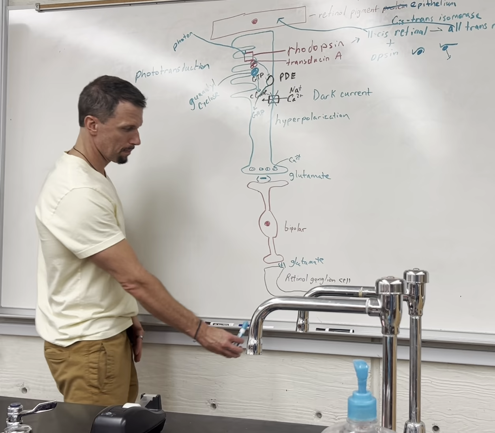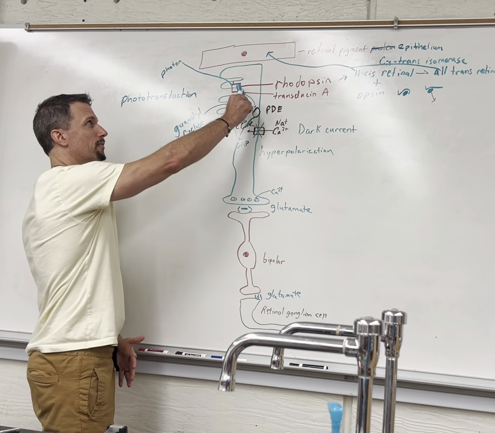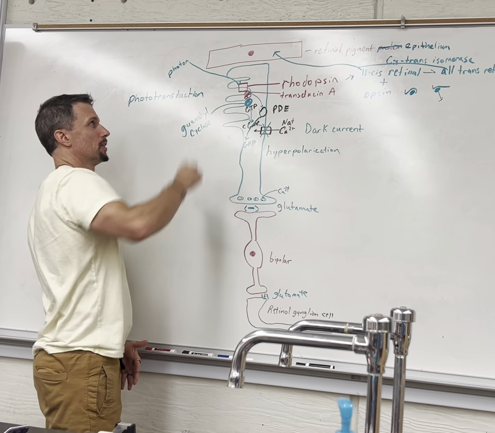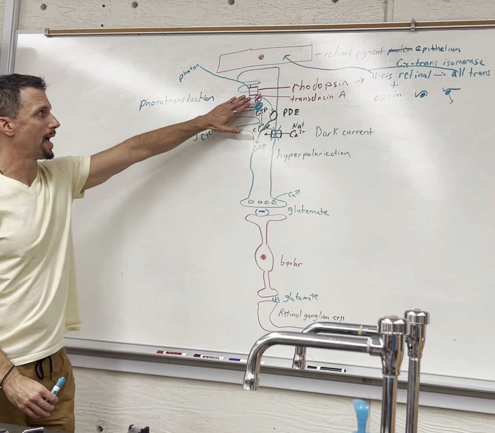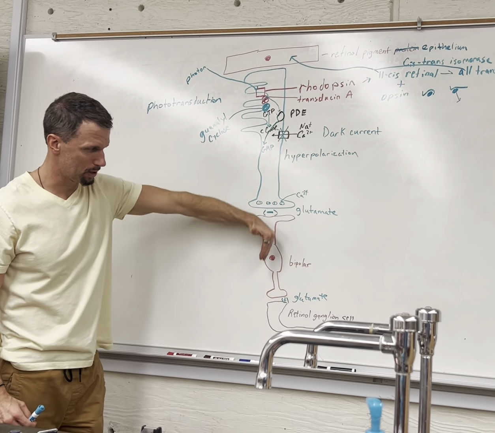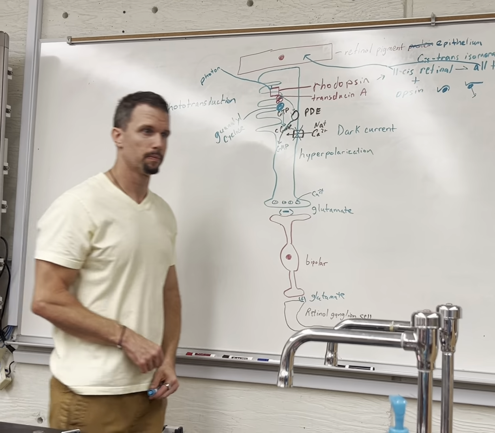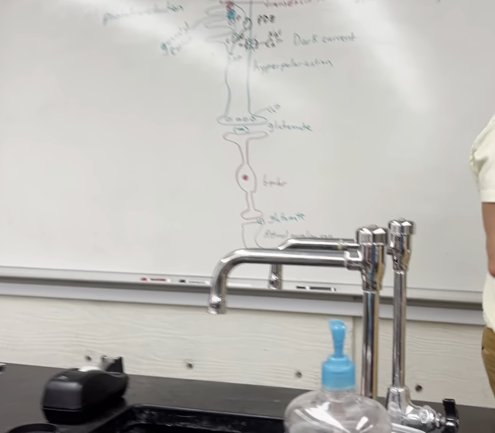So light's going to pass through these layers and activate the rhodopsin in the outer segment here of the rod, and then everything kind of moves back this way and then goes down the optic nerve. Okay. So, any questions about that?